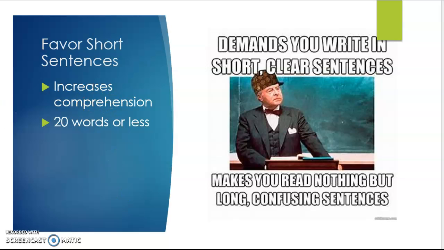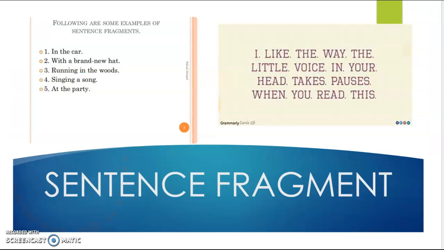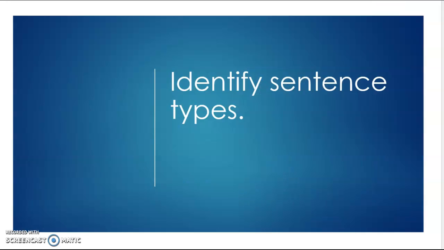Okay, so we just reviewed various sentence issues, common sentence faults, right? We talked about run-ons, we talked about comma splices and sentence fragments. And then we looked at 4 different types of sentences: simple sentences, complex sentences, compound sentences, and compound complex sentences.